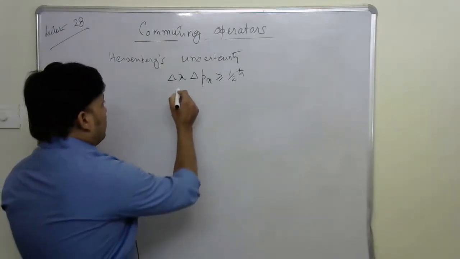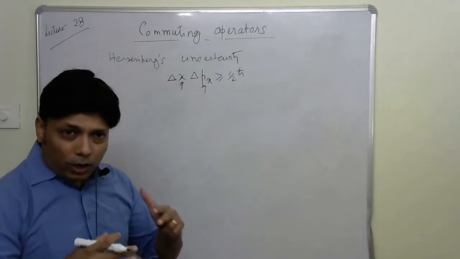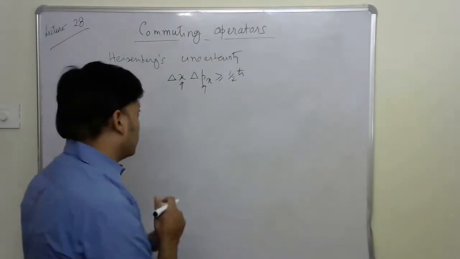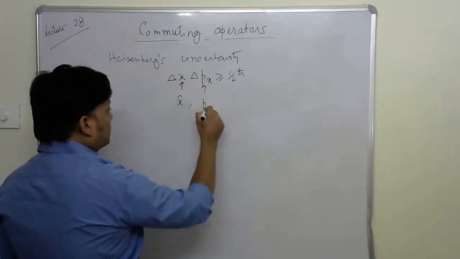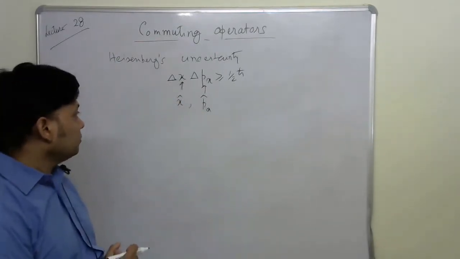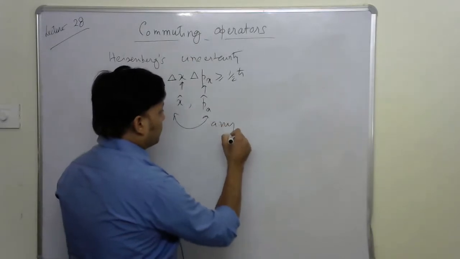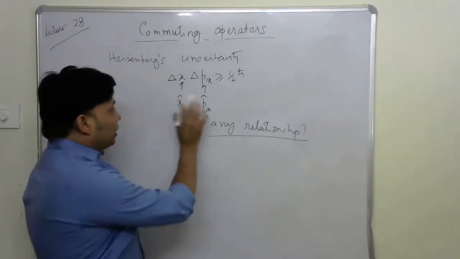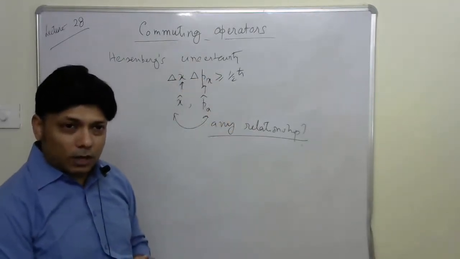Now, position is an observable and momentum is an observable. And we know that corresponding to every physically observed quantity, there exists a quantum mechanical operator. So x cap is the operator for position and px cap is the operator for momentum. Now the question is, is there any special relationship shared between these two types of operators so that they are linked by Heisenberg's uncertainty principle?